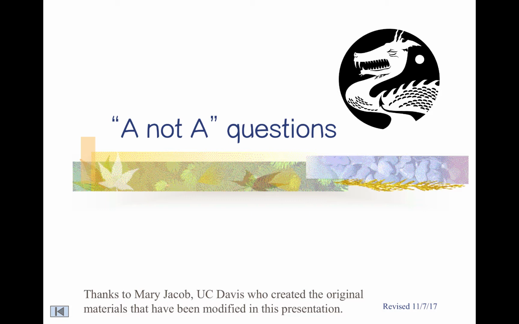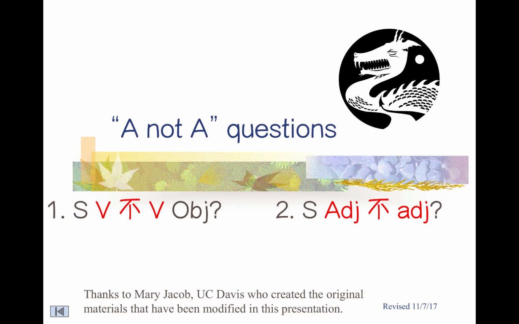The third way of creating a question that we studied was 还是, or to create an alternative choice question. The AnotA structure is the fourth and final way of creating a question that we will study. Your word order has two possibilities. Number 1, subject, verb, bu verb, object. Number 2, subject, adjective, bu adjective.